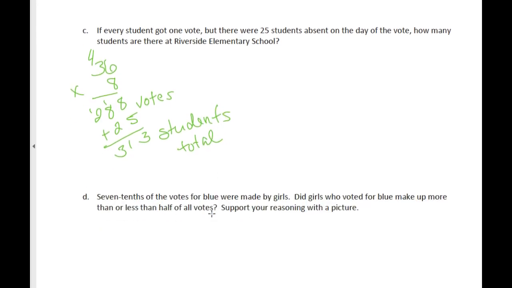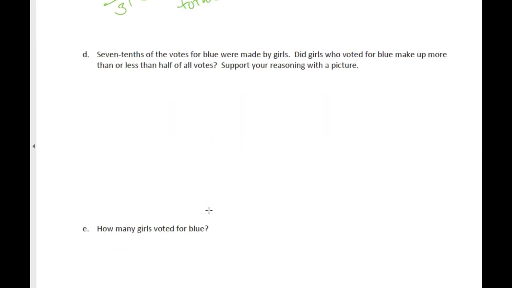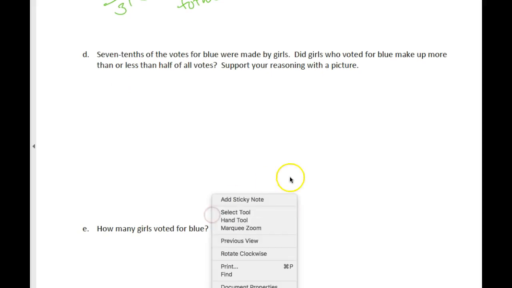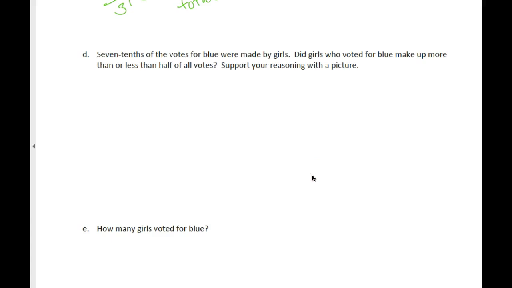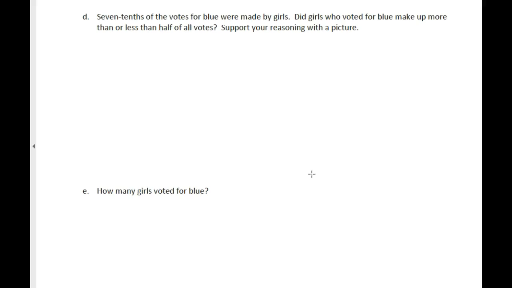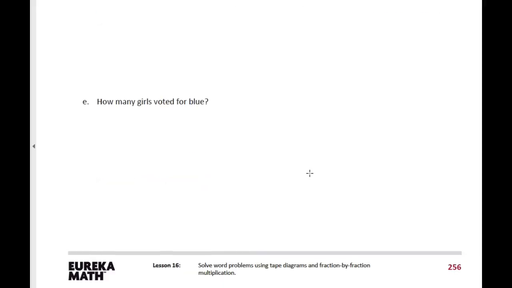And then the other questions that they ask that I'm not going to go through. 7/10 of the votes for blue were made by girls. So then you're going back to your chart and you're kind of figuring out how many for each color, going from there. And then did girls who voted for blue make up more or less than half of all the votes? And supporting it with a picture. And how many girls voted for blue then?